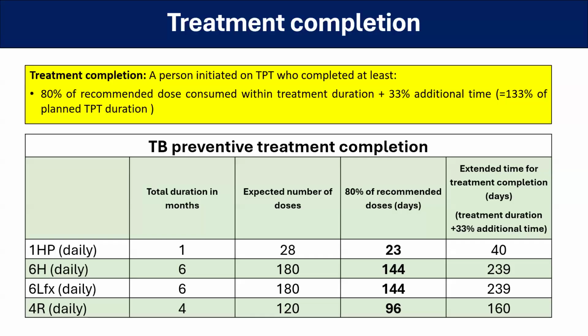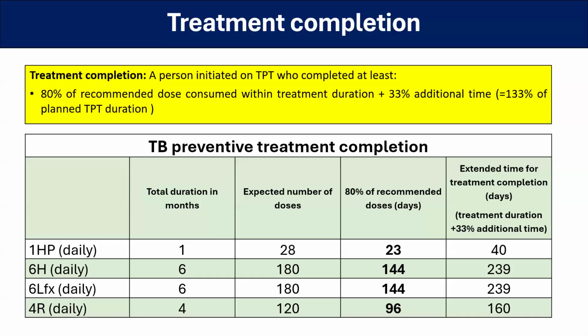We talk about 1HP, so we know that there are 28 doses in that. So when we say 80% of the doses are recommended, at least the patient has taken 23 doses. So what has to be done for the doses to be completed? The number of treatment completion days, which is 33% additional time. So they have to complete the rest of the doses within that particular period.